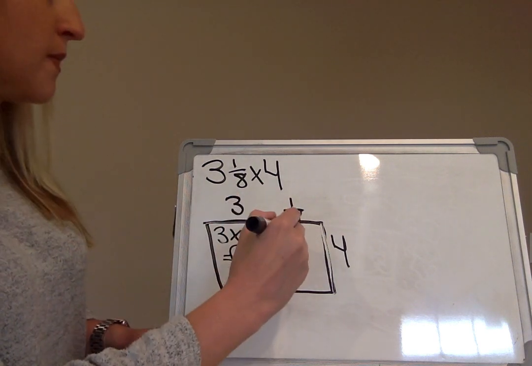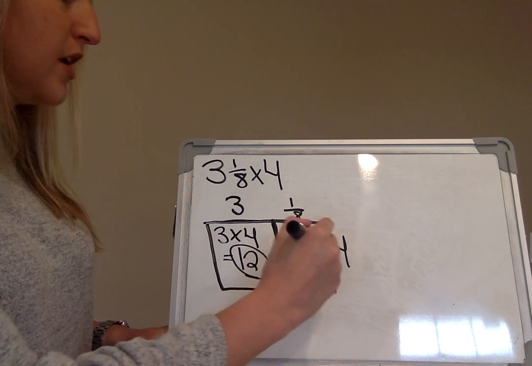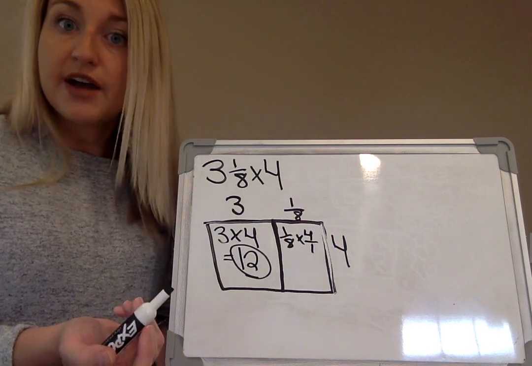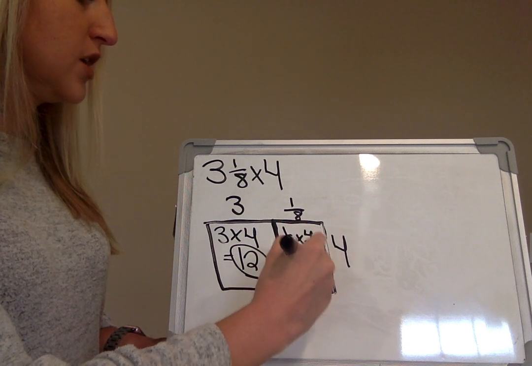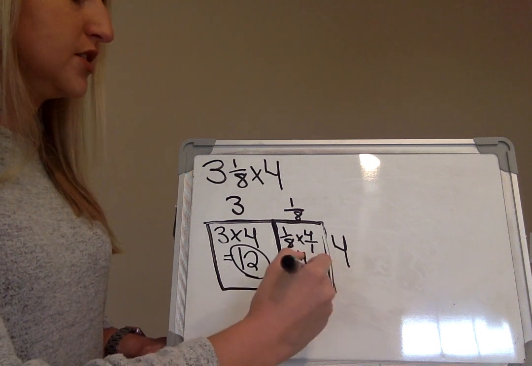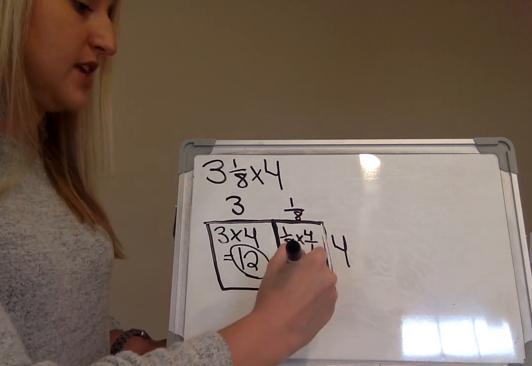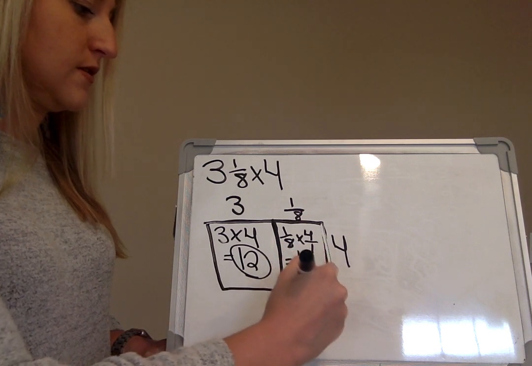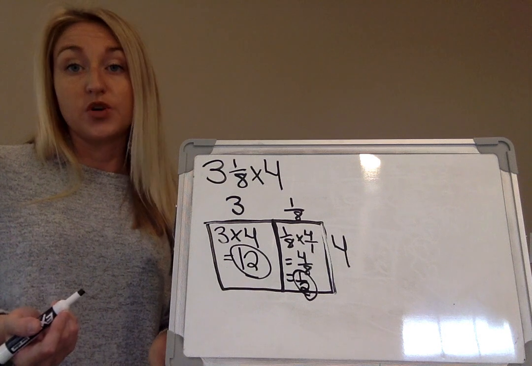Next, we do 1/8 times 4 over 1, and I'm doing 4 over 1 because we're multiplying by a fraction here. Straight across the top, 1 times 4 is 4. Straight across the bottom, 8 times 1 is 8. We could also simplify it to be 1/2 instead of 4/8. So now you can see I have two different numbers circled here.